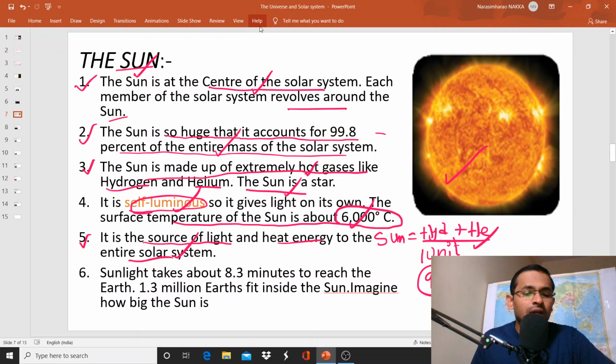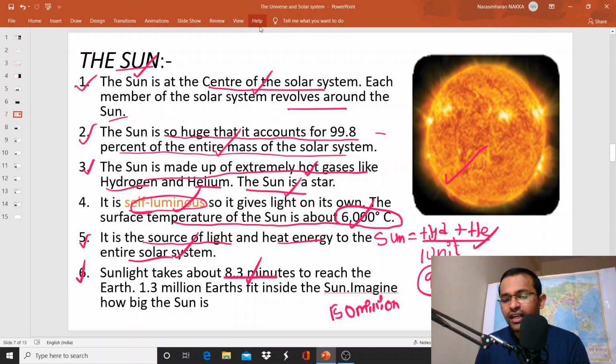And next, do you know how much time sunlight takes to reach the earth? It is just 8.3 minutes. That means the sunlight takes 8.3 minutes to reach the earth. And do you know the distance between the sun and the earth? It is almost about 150 million kilometers. So this is the distance between the earth and the sun.